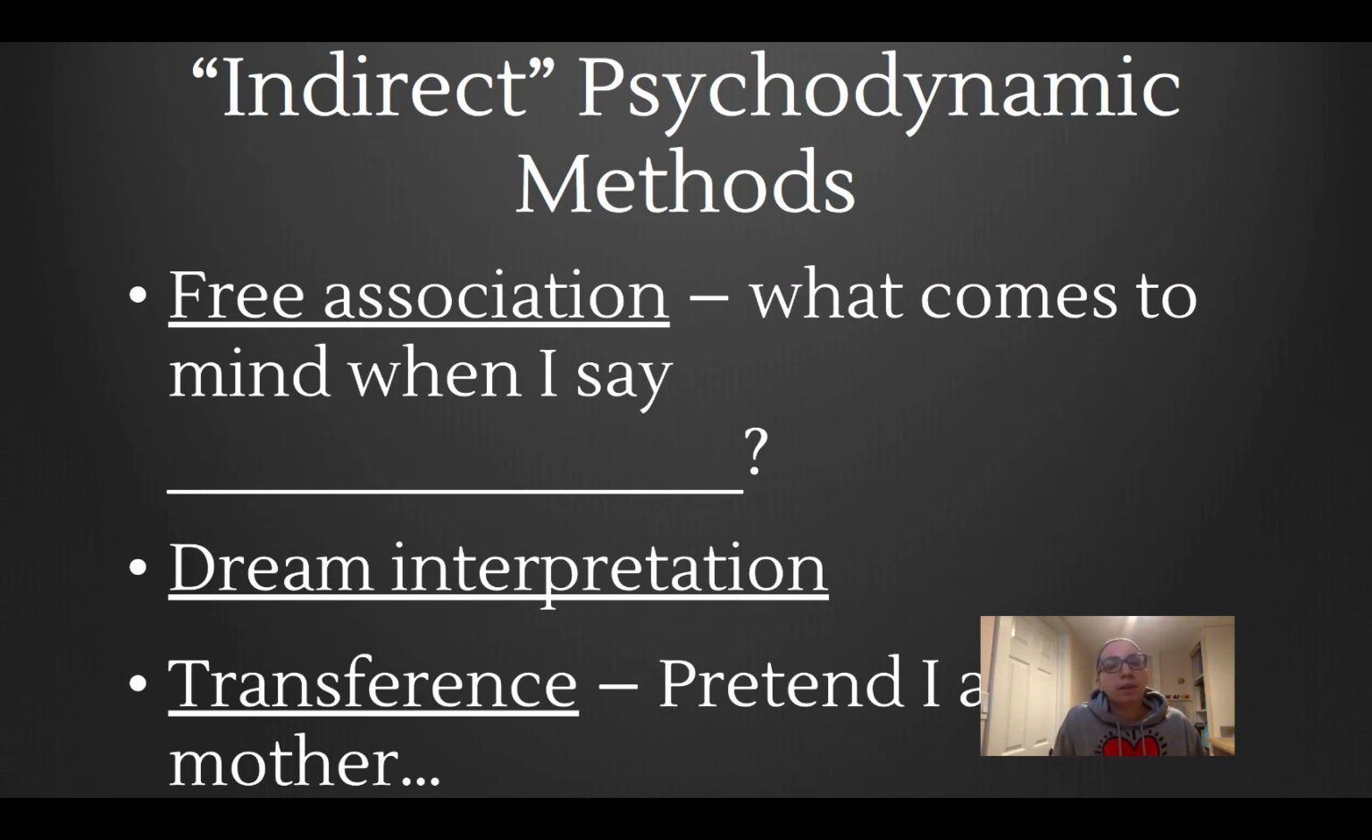Some of the methods that are popular in psychoanalysis are free association, dream interpretation, and transference. An example of free association would be a client coming into a therapist's office and the therapist saying to the client, "Tell me everything that comes to your mind."